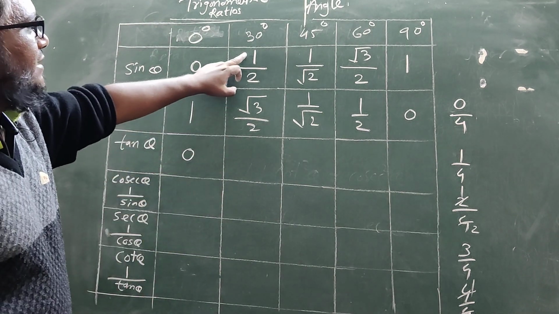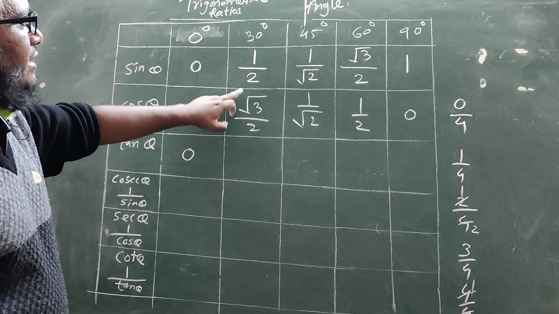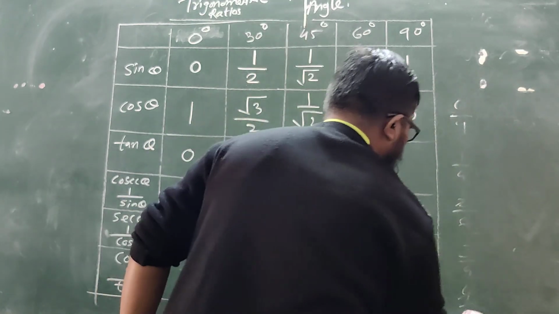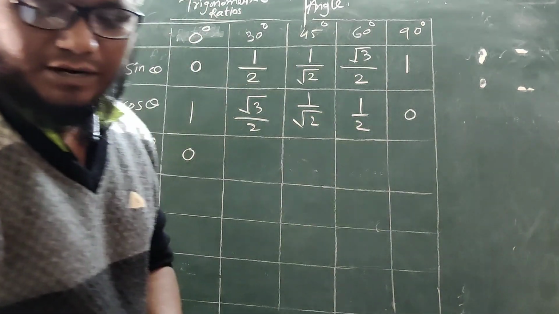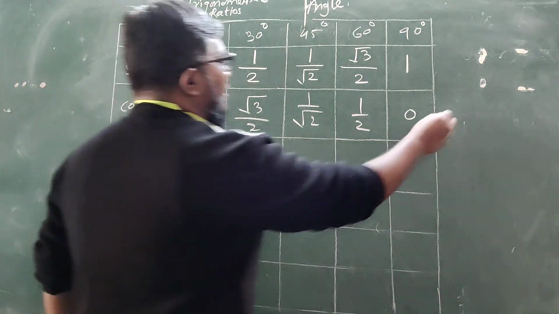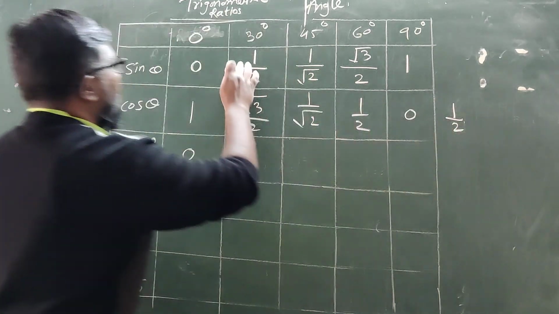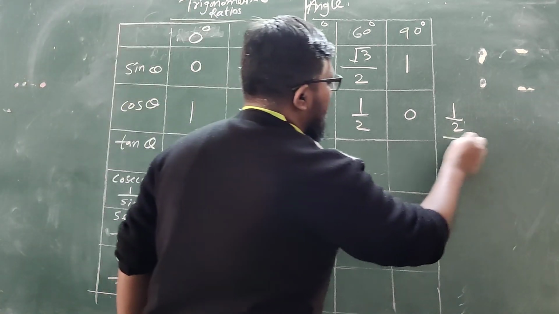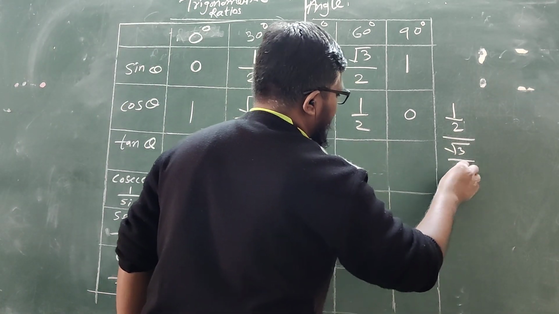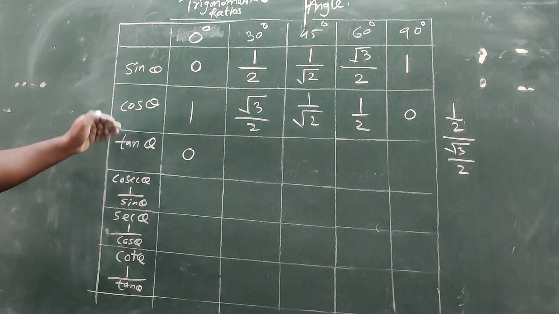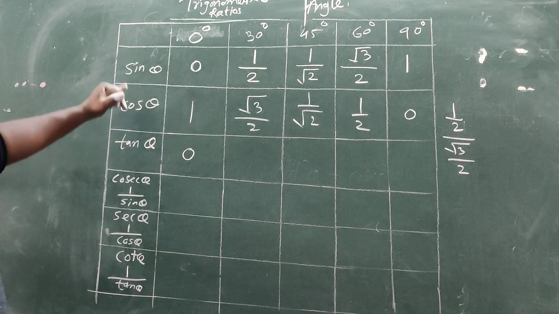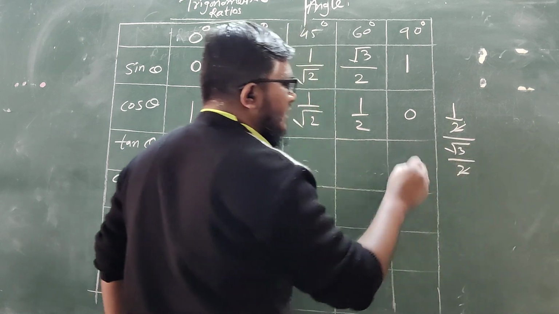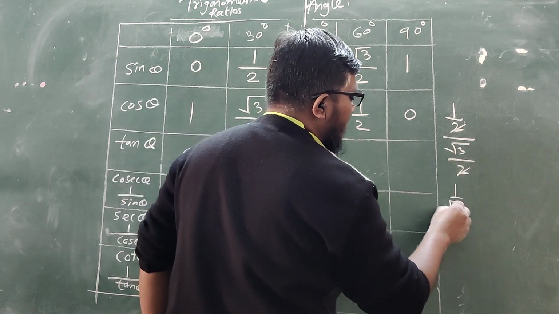Now the situation is like this: 1 upon 2 divided by under root 3 upon 2. We'll do the division here, and we'll write 1 upon 2 as the value of sine theta and under root 3 upon 2 as the value of cos theta. Tan theta's formula I have given, just sine upon cos. That's why the same denominators get cancelled. The answer is 1 upon under root 3.